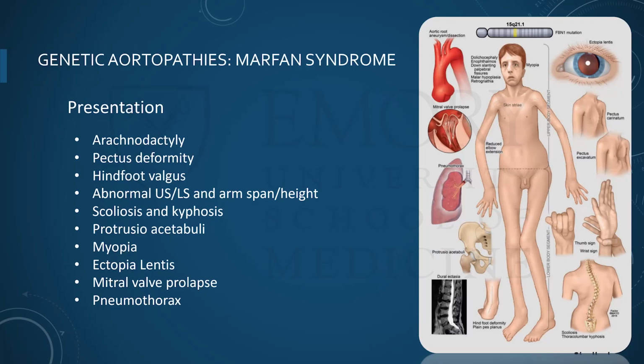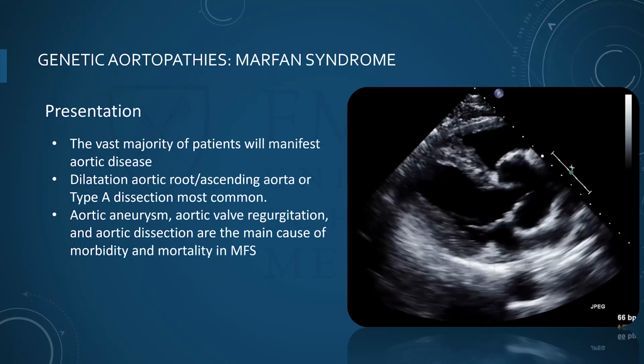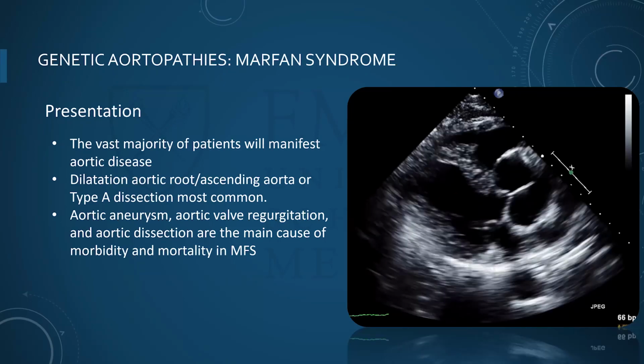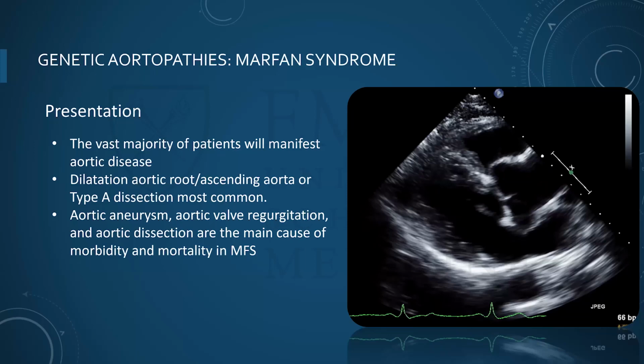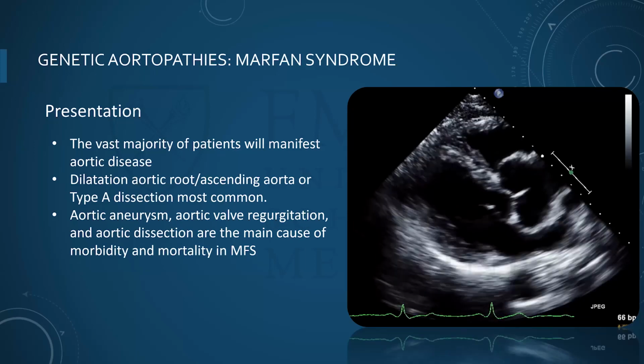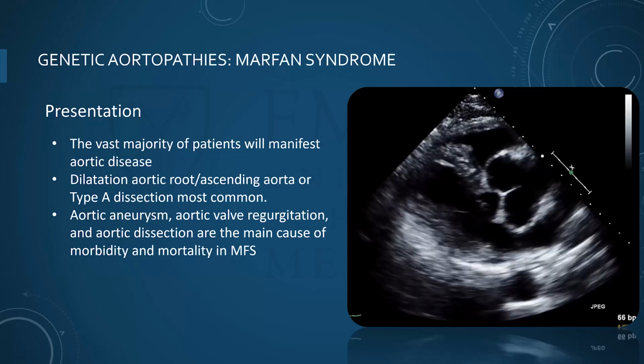So again, I'm going to highlight these are syndromes and they're mainly going to be diagnosed by your clinical gestalt and based on the presentation, but there are multiple non-cardiac manifestations, mainly of the musculoskeletal system. So you're going to see pectus deformity, scoliosis, myopia, ectopia lentis, lots of things like that, and an increased presence of pneumothorax. The vast majority of Marfan's patients, because of that lost integrity of the ascending aorta, are going to manifest with dilatation of the aortic root and the ascending aorta and type A dissections. That's the most common cardiovascular presentation, and the major cause of morbidity and mortality in Marfan's patients.